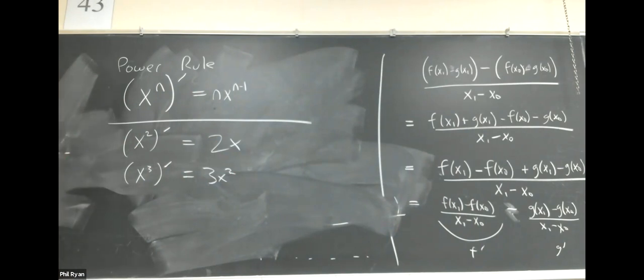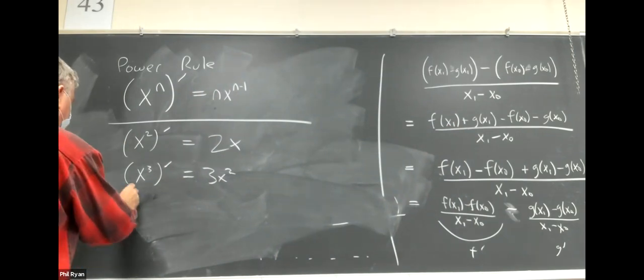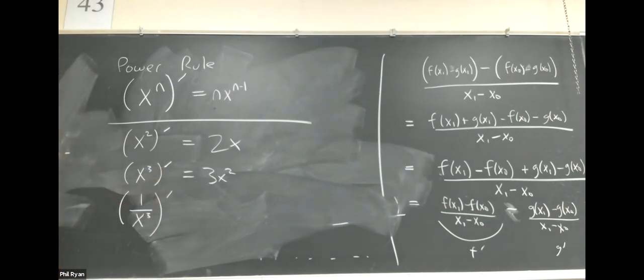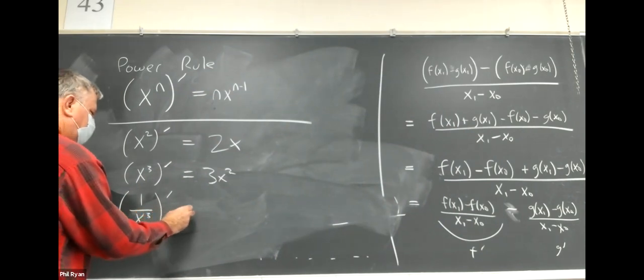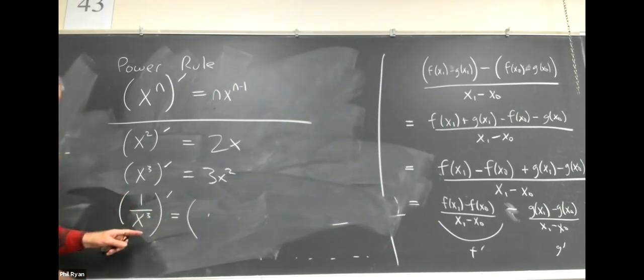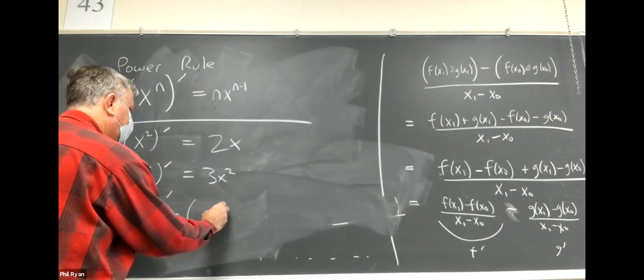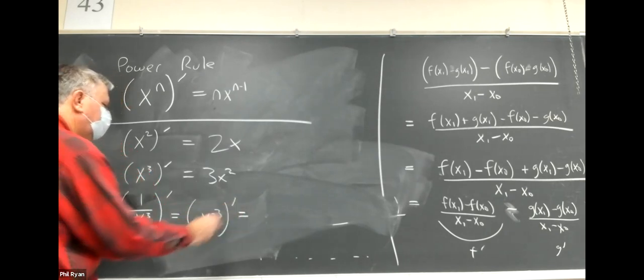So, for example, let's say we want to do the derivative of 1 over x cubed. Well, as a power, what's 1 over x cubed? What's the power of x in there? What happens when we do fractions? Yeah. So that's the same thing as the derivative of x to the minus 3.